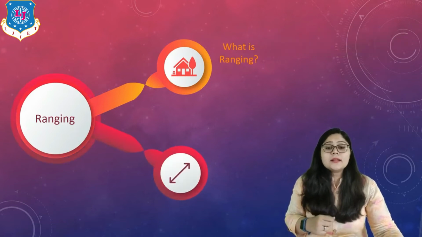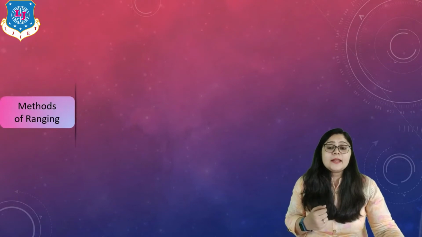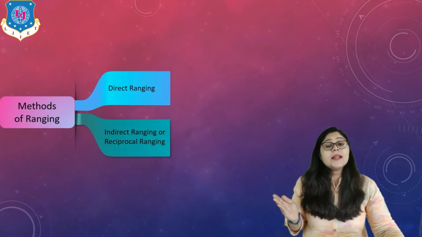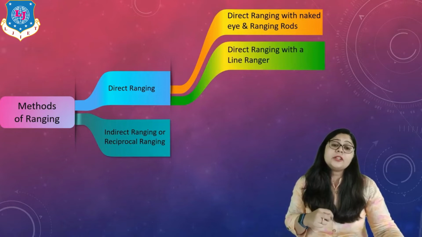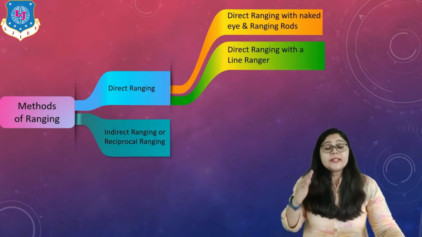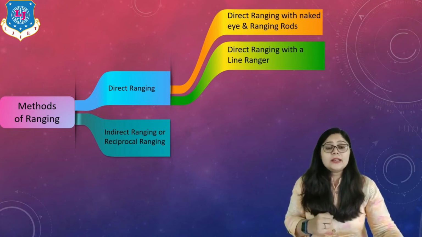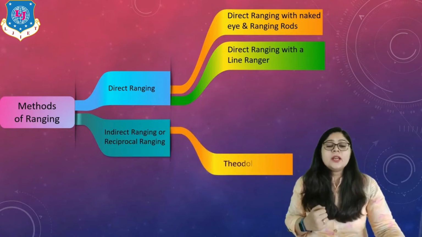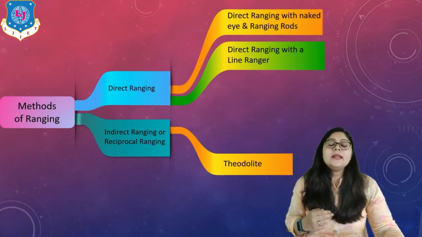Now let's discuss different methods of ranging. Again, it is a very important topic. For different methods of ranging, I can say it is divided into two types. First is direct ranging and second is indirect ranging or reciprocal ranging. Direct ranging is further divided into two types. First is direct ranging with the naked eyes or ranging rod, and second is direct ranging with a line ranger, which means some instrument. And indirect ranging is done using a theodolite, right? So let's discuss all these in detail.